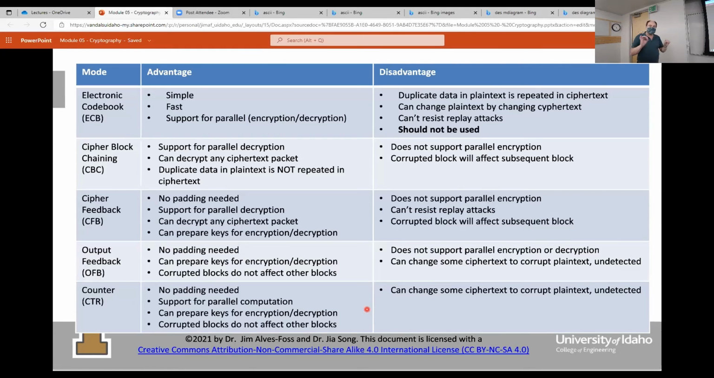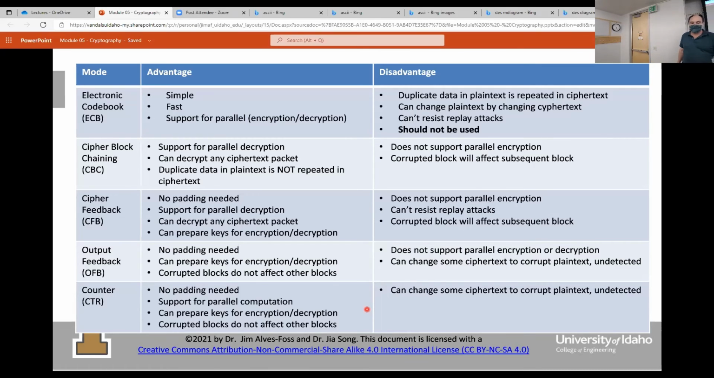So electronic code book, it's simple, it's fast. It supports parallel encryption and decryption. I can take your whole block of text, your whole file, break it up into 64 chunks, and run them simultaneously through a bunch of parallel computers using the same key. That's fast. But duplicate data in the plain text is repeated in the ciphertext if it aligns up in those blocks. I can change plain text by just changing the ciphertext. If I get lucky, I changed it the correct way, and you just lost your $1,000. It cannot resist replay attacks. It should not be used.